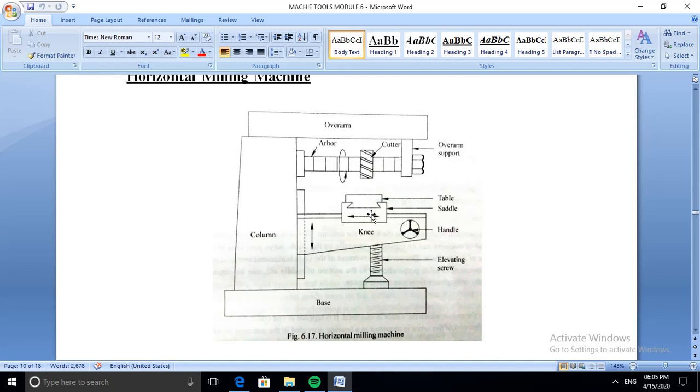Then above the saddle a table is mounted. So the table is used to fix the workpiece. Normally in case of the table, there is a machine vise to fix the workpiece.